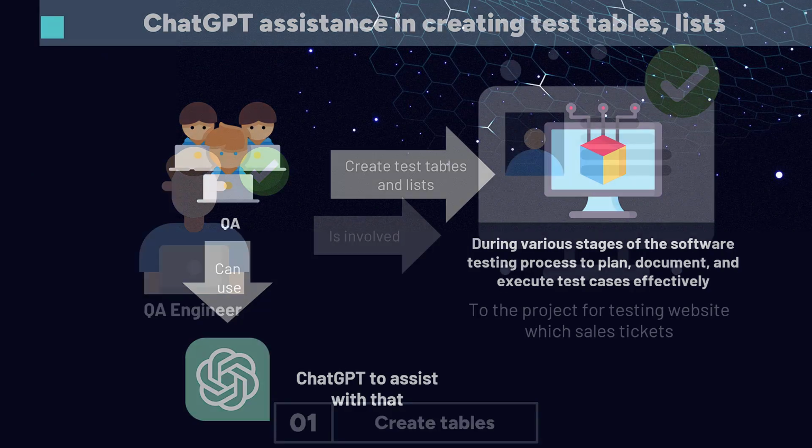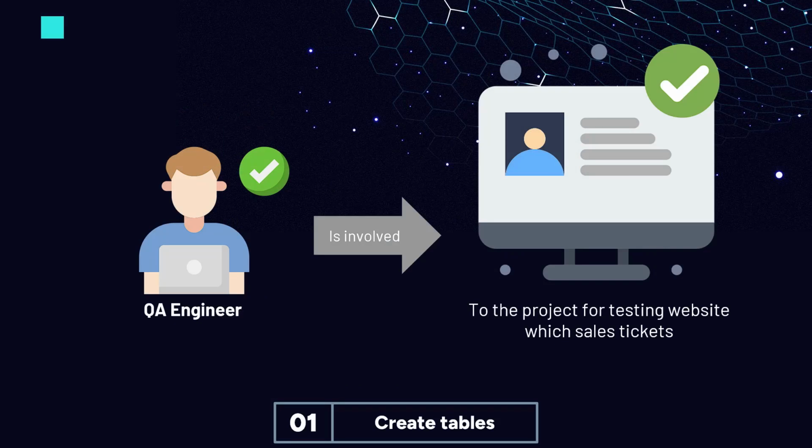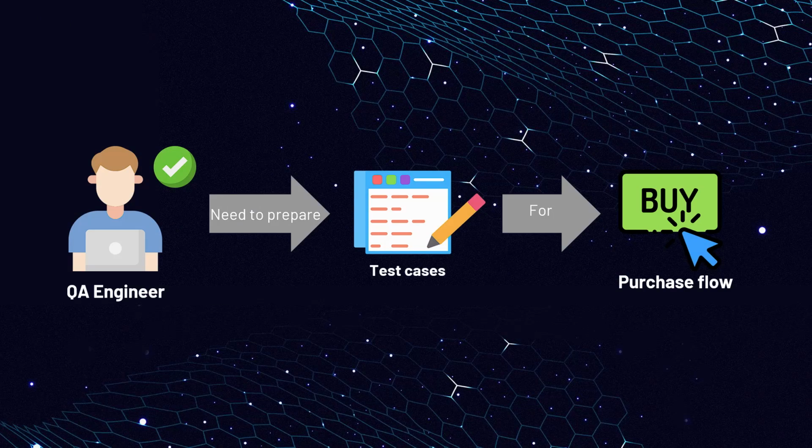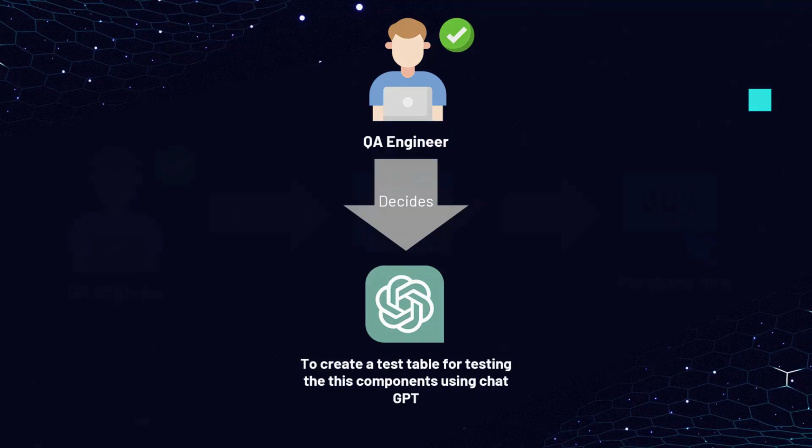Let's consider an example of such a process. Imagine that the QA team is involved with a project for testing a website which sells tickets. The project is at the development stage, and the next component that is almost developed and will be ready for testing soon is the purchase flow. Thus, the QA engineer needs to prepare the corresponding test cases in order to test these components and ensure the quality of testing. Since creating test cases for the purchase process is crucial for ensuring the functionality and reliability of your website, the tester decides to create a test table for testing these components using ChatGPT.